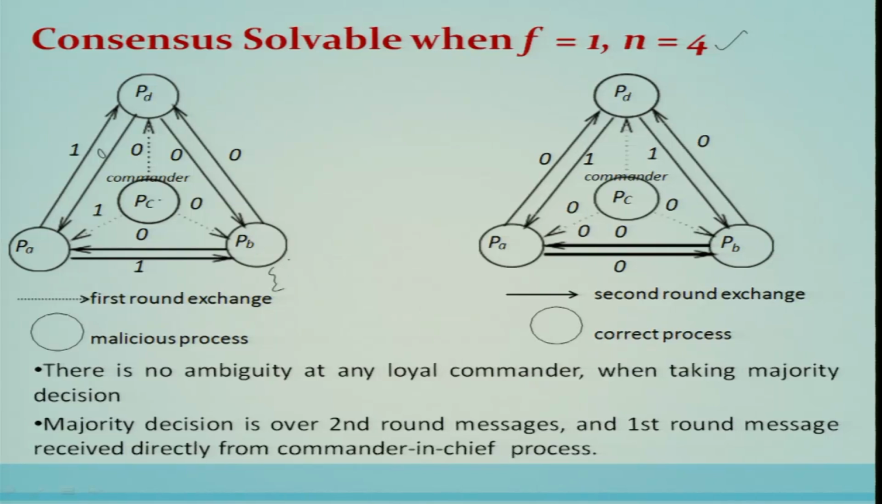So if you take these values which will be received here, it is 1 and 0, and this is also 0. So the majority is basically 0 in this case. Here also, if you see the values 1, 0 and 0, the majority is 0, and here also the majority is 0. So in this particular case, even if the source is faulty, it will reach an agreement, and that value will be the agreed upon value, or the agreement variable will be equal to 0.